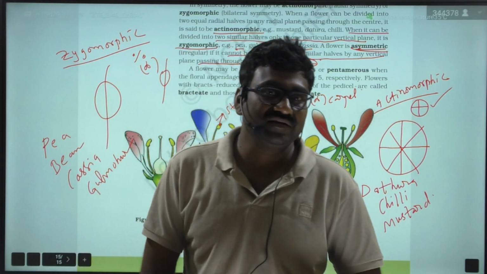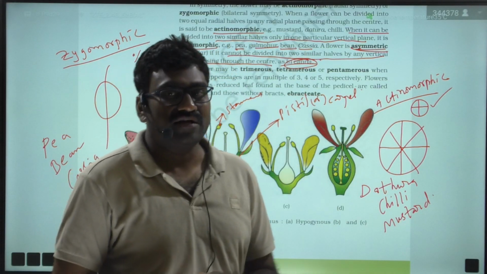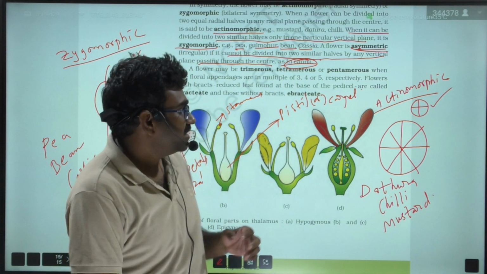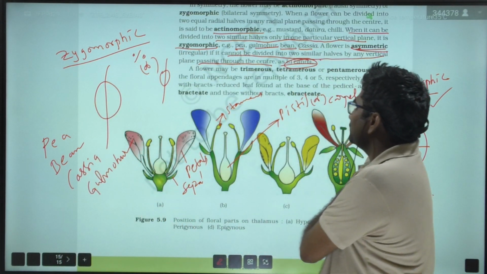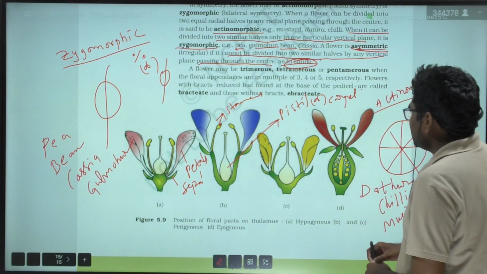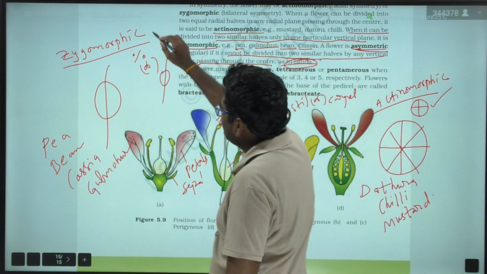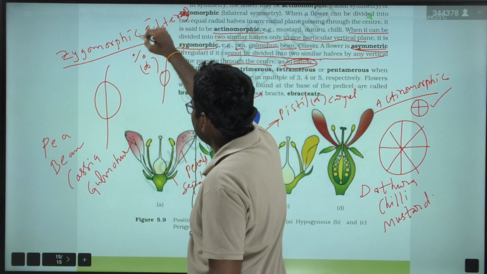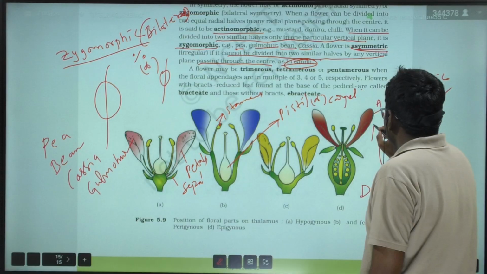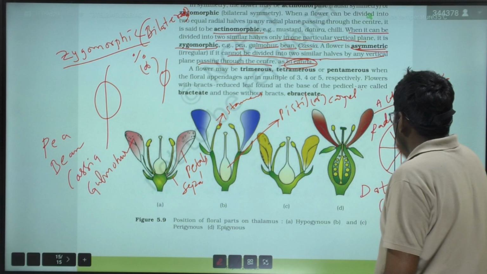So based on the symmetry, we have three types: actinomorphic, zygomorphic, and irregular or asymmetry. Asymmetry example is canna, right? Zygomorphic is also known as bilateral symmetry, whereas actinomorphic shows radial symmetry.